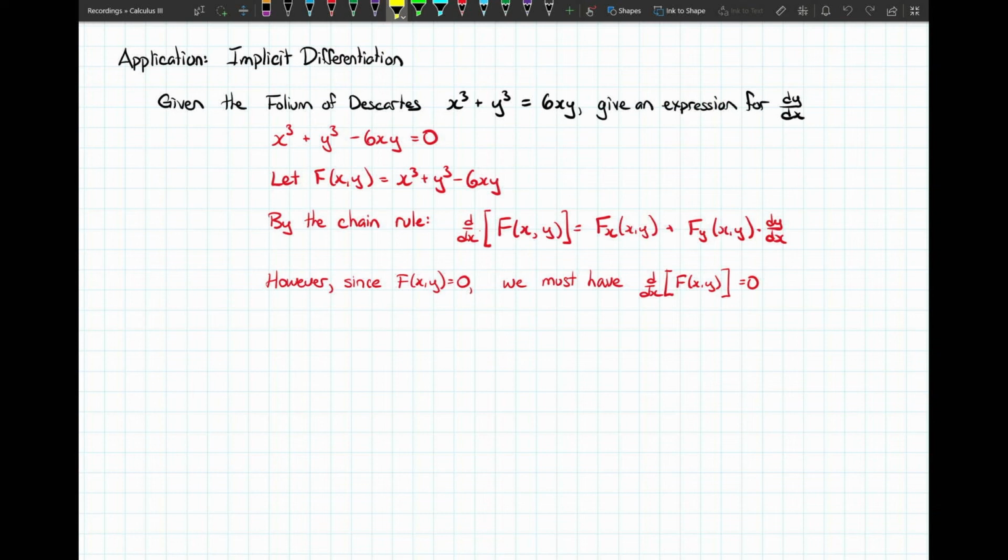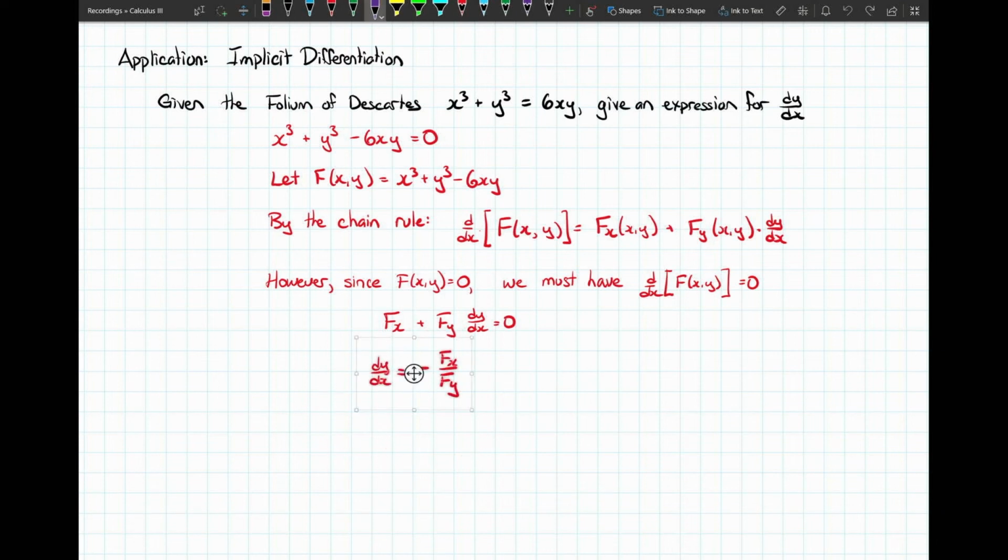And that means that we can take the right-hand side of this chain rule expression and set that equal to 0. If we want to use shorthand notation, we might just say that F partial x plus F partial y times dy by dx equals 0. Well, in this particular problem, we're really trying to find an expression for dy by dx. And we can rearrange this equation to get dy by dx equals negative F partial x, if we move that to the other side, and then divide by F partial y.